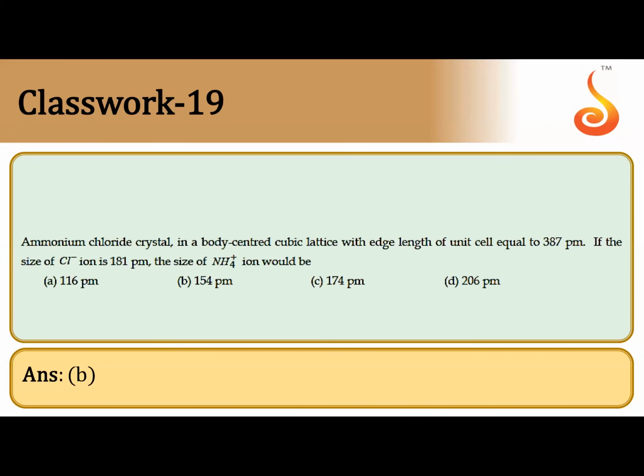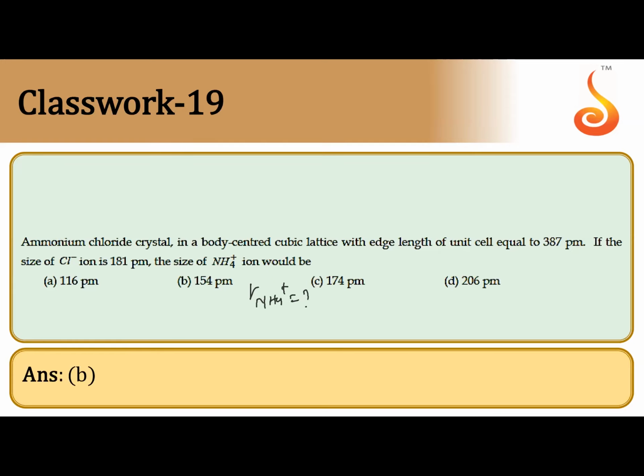Ammonium chloride crystal has a body centered cubic lattice with edge length of unit cell equal to 387 picometer. The size of chloride ion is 181 picometer. What is the size of NH4 plus ion? Basically, they are asking you the size, meaning radius, of NH4 plus.